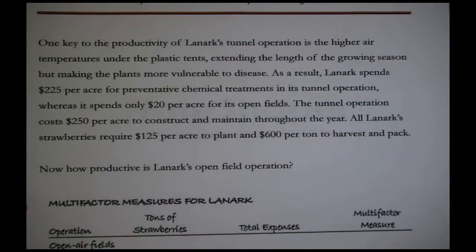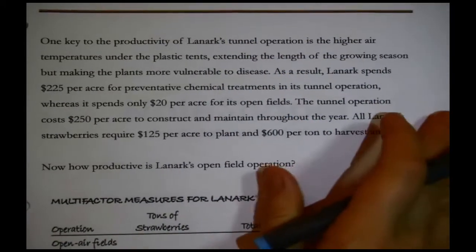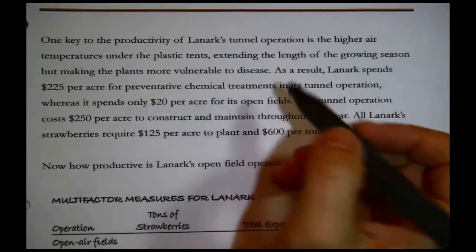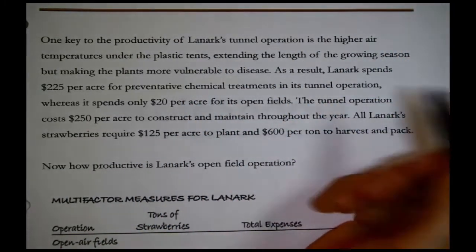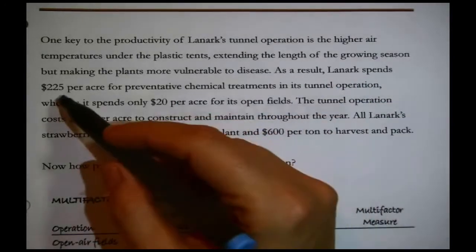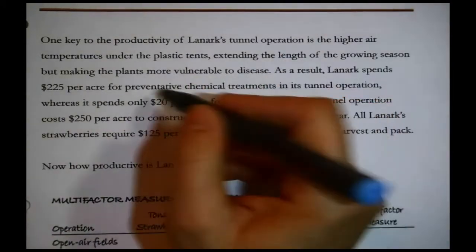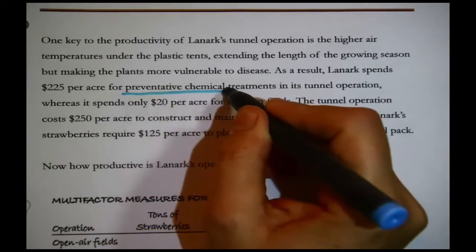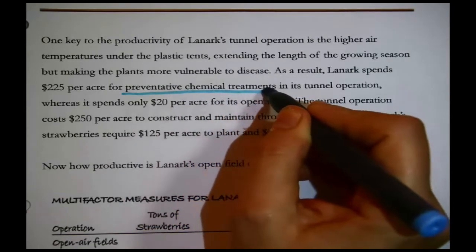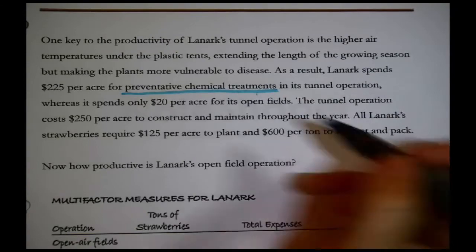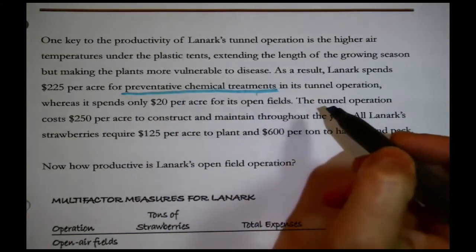One key to productivity of Lenark's tunnel operation is the higher air temperature under the plastic tents, extending the length of the growing season, but making plants more vulnerable to disease. Interesting. As a result, Lenark spends $225 per acre on, now I'm going to underline this. You know, usually I'm interested in numbers, but here it's nouns. Preventive chemical treatments in its tunnel operation, whereas it only spends $20 per acre for its open fields.